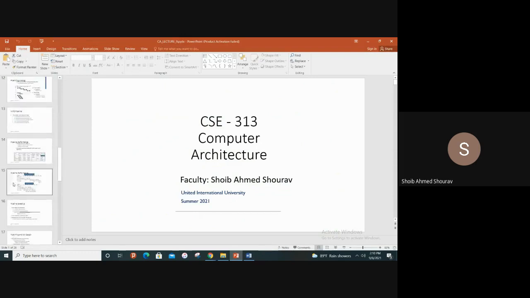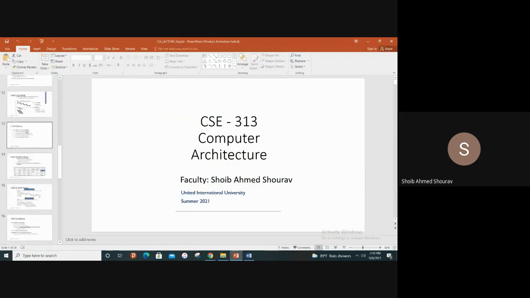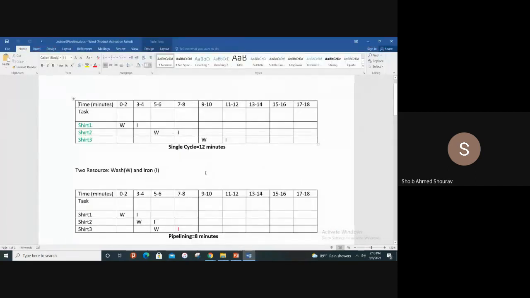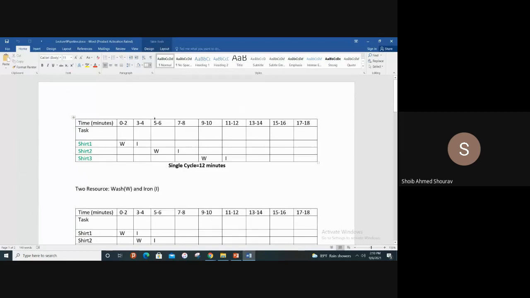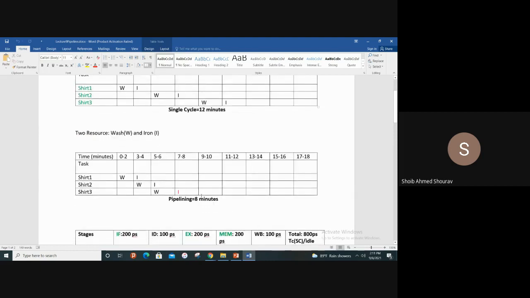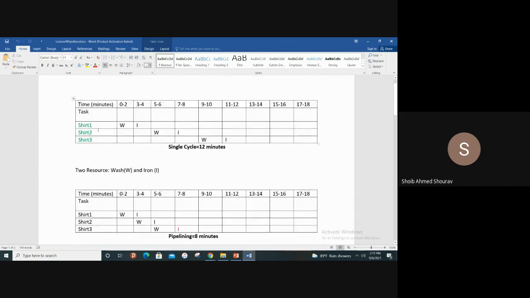From the slide, it was this pipelining analogy. We tried to understand the theoretical analysis of what pipelining is using these examples. Like in single cycle, it took 12 minutes to execute the task for three shirts in laundry. We had two resources, wash and iron. In pipelining, it took only 8 minutes, better than single cycle. If there is more than one task or instruction given, pipelining will always be better.